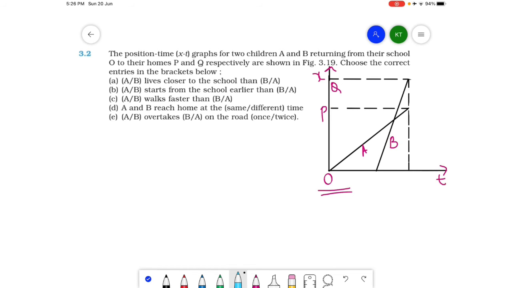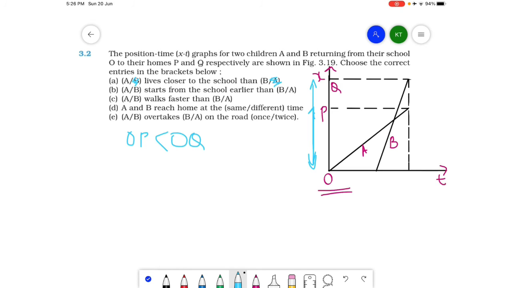Let's solve question 3.2. The position-time graphs for 2 children A and B returning from their school O to their homes P and Q respectively are shown in figure 3.19. Choose the correct entries in the brackets below. So the first question we have to determine is who lives closer to the school. This is a distance OP, this is a distance OQ. Since this is a position graph, we can see that OP is less than OQ. The distance OP is travelled by A. So then we can say A lives closer to the school than B.